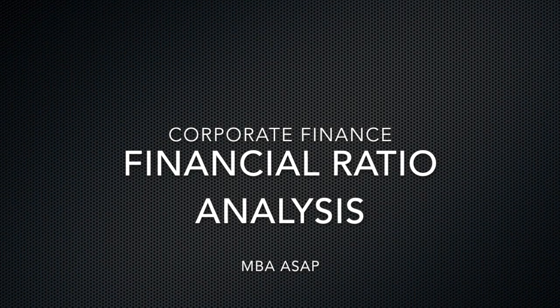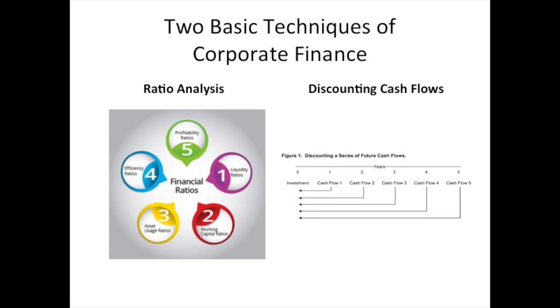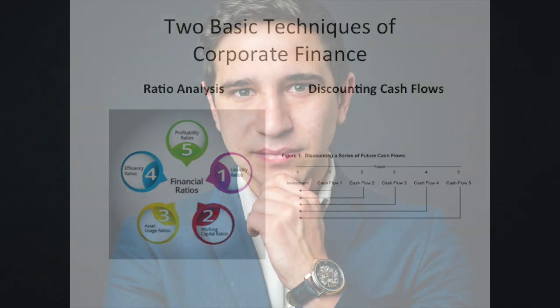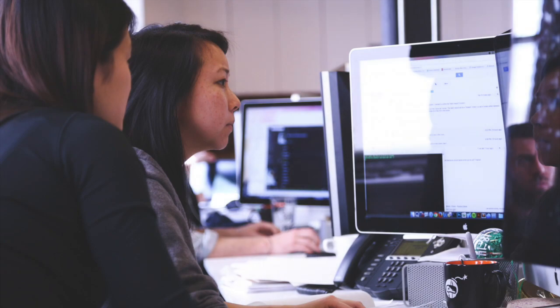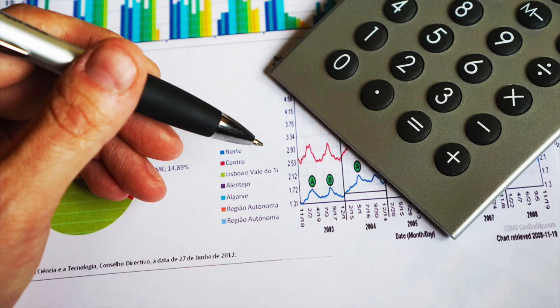Ratio analysis. There are essentially two basic techniques that are used in corporate finance. One is the ratio analysis of financial statements, and the other is calculating the present value of future cash flows. Bankers, investors, financiers, CFOs, and entrepreneurs use these tools and techniques to value assets and make decisions. Let's look at using financial ratios as a budgeting tool.